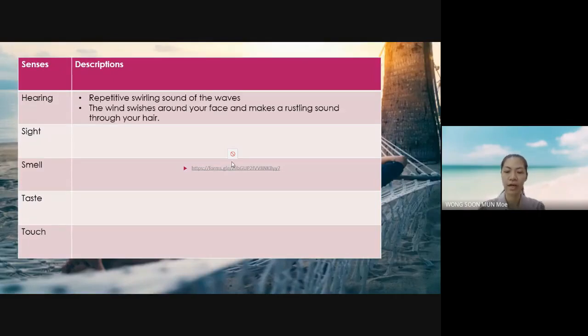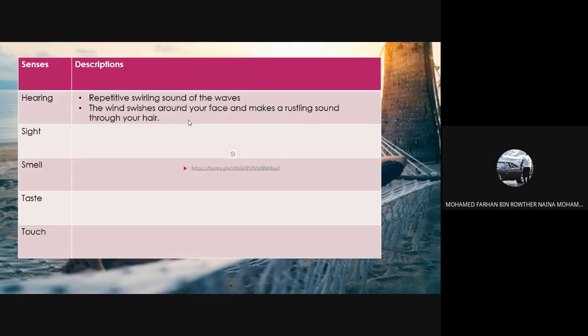Okay, never mind. So for hearing, what can you hear on the beach? For example, you can describe a repetitive swirling sound of the waves. Other than the waves, you can also hear the wind, right? The wind swishes around your face and makes a rustling sound through your hair. So this is how you can describe the sound. Other than this, any other idea what else you can hear on the beach?